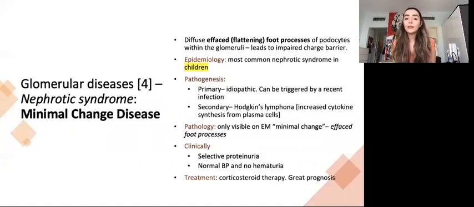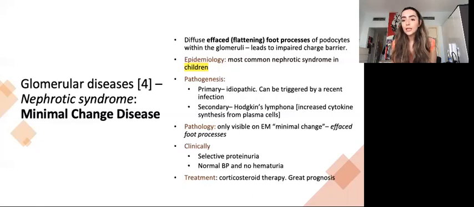It can either be idiopathic or secondary to Hodgkin's lymphoma, because this results in a lot of cytokine production from plasma cells. And as it is minimal change, you cannot see it on a light microscope. You can only see it on an electron microscope. And over there, you see the effaced foot processes.